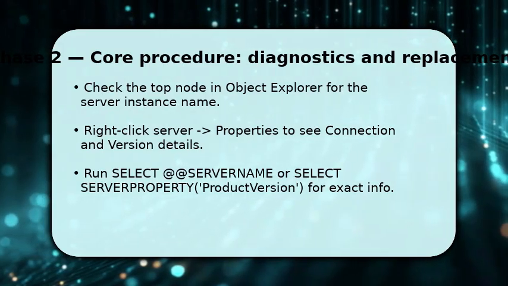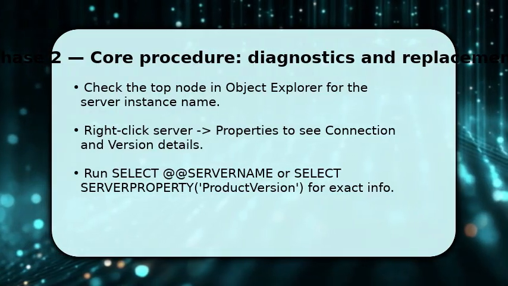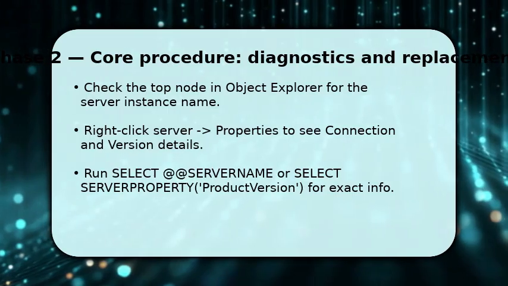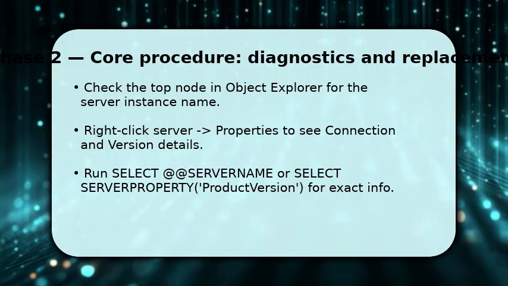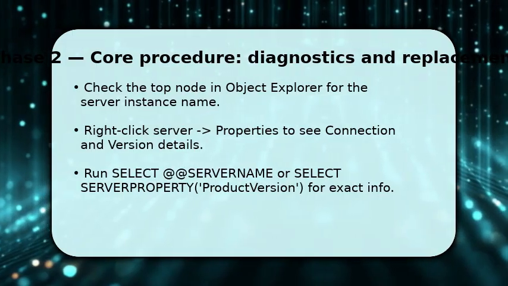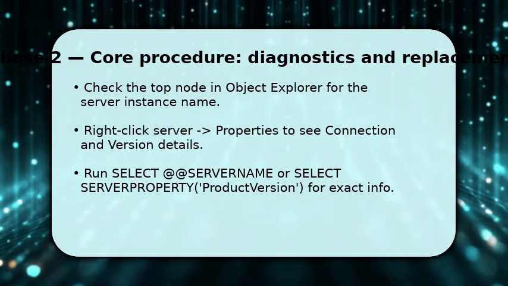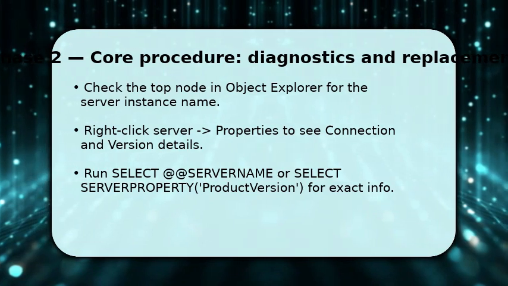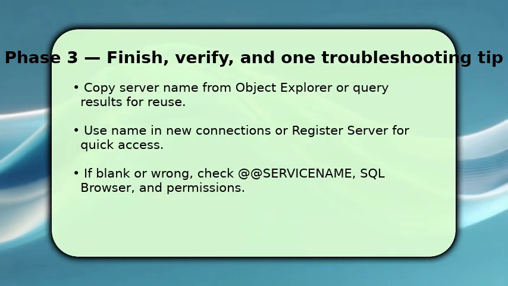For exact, query-based confirmation, run SELECT @@SERVERNAME or SELECT SERVERPROPERTY('InstanceName') in a new query window. These commands return the registered server name and instance details, which helps when names differ between DNS, machine name, and SQL instance.